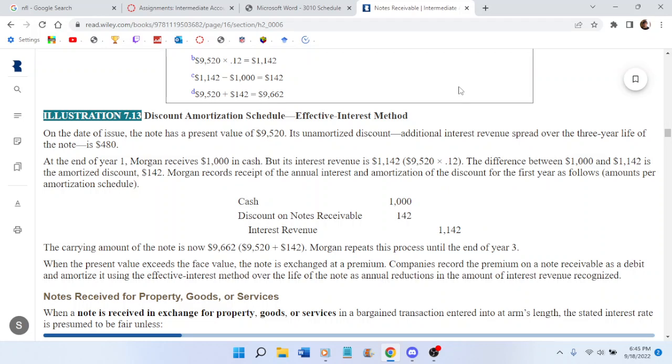On the date of issue, the unamortized discount is $480.